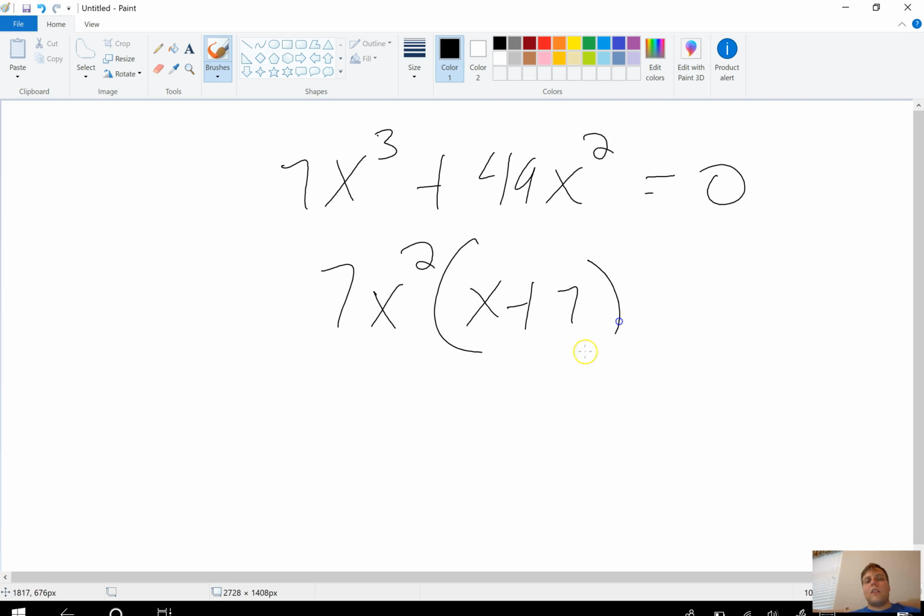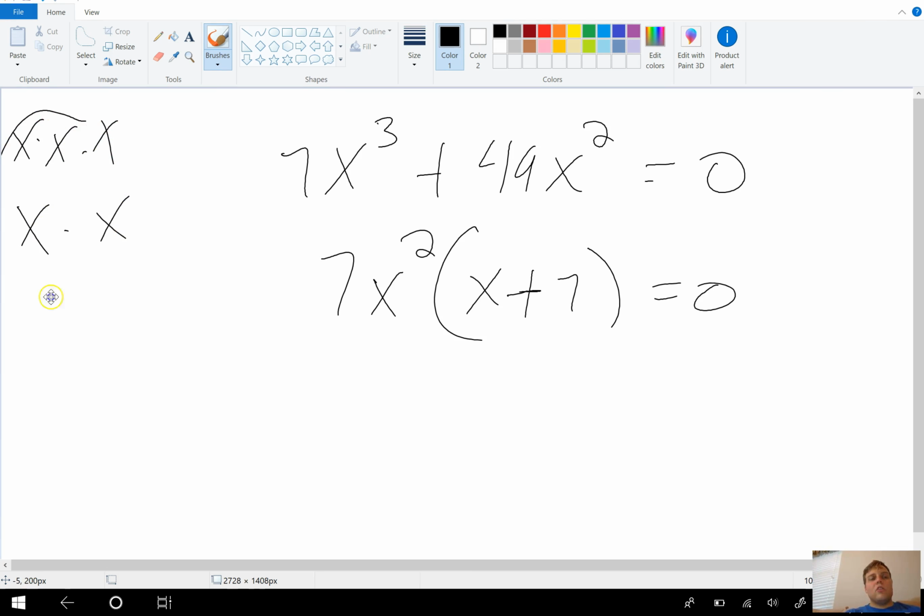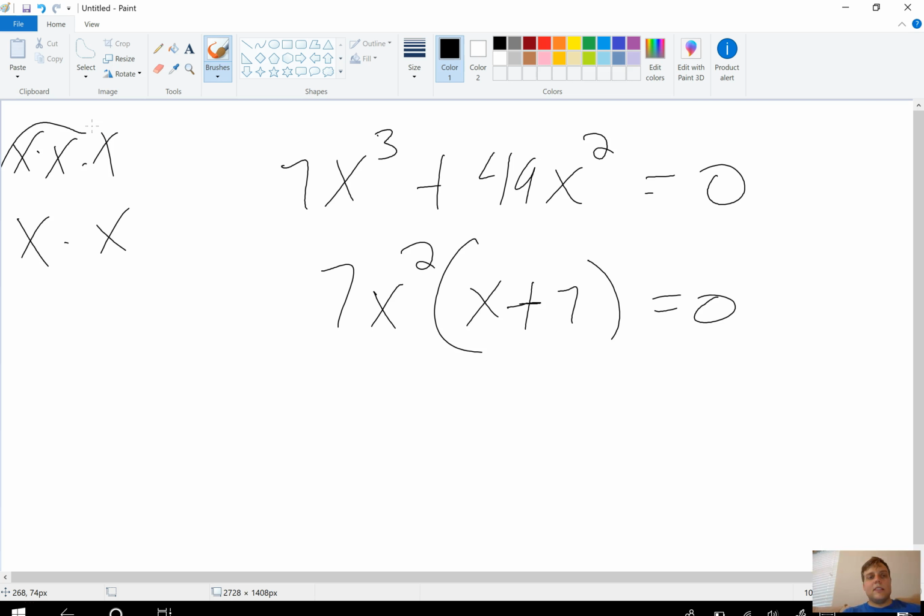The reason that is, let's back up just a second to make sure we understand what just happened. 7x cubed, 49x squared. 7 and 49 both share the number 7. X cubed is 3 x's multiplying by each other. X squared is 2 x's multiplying by each other. So they both share 2 x's. That's why I pull an x squared out of both of them. But on the x cubed, it still has an x remaining. On the x squared, it's completely outside now.